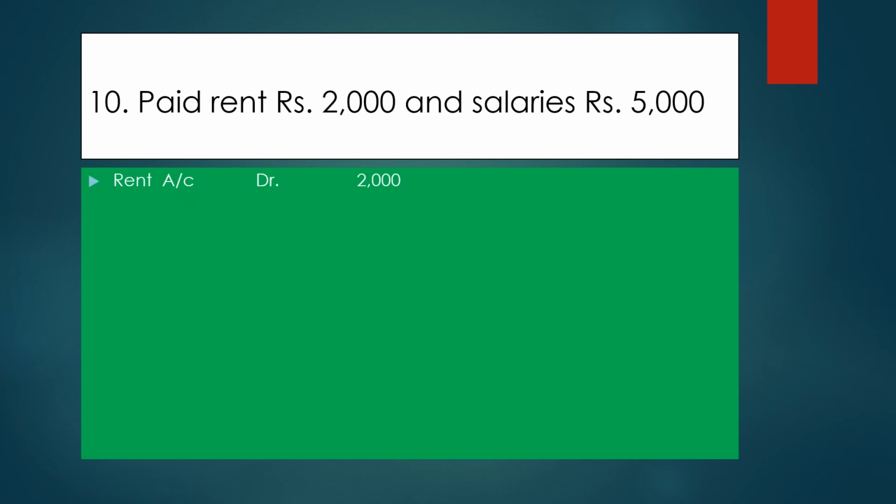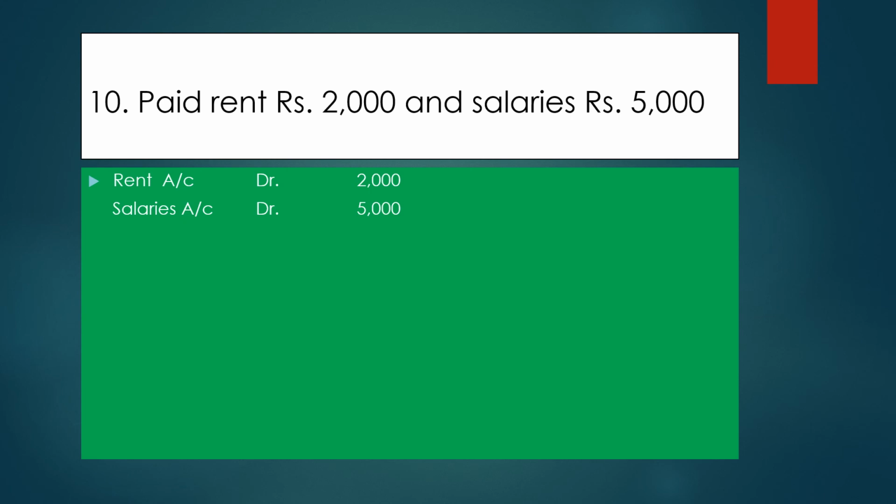Rent account debit 2000. First of all, we need to understand whether given elements are expenses or incomes. And we know rent is an expense and salary is also an expense. So both of these are expenses. And we also know we will debit the expenses under nominal account. So first I have debited rent account 2000. And then again I am going to debit salaries account 5000. These are both expenses, so both I am debiting.